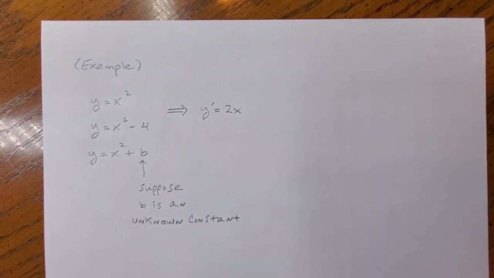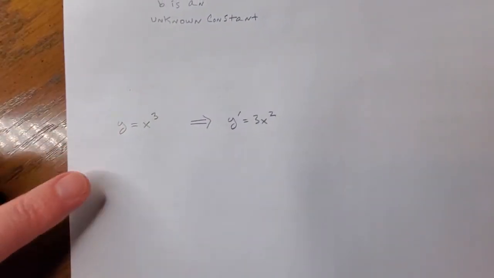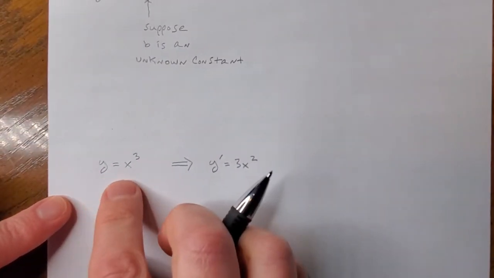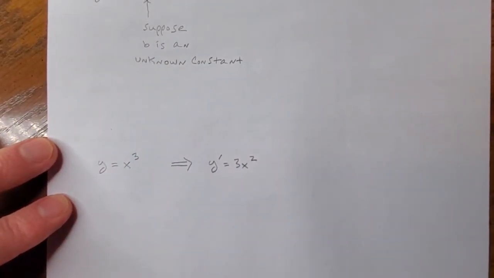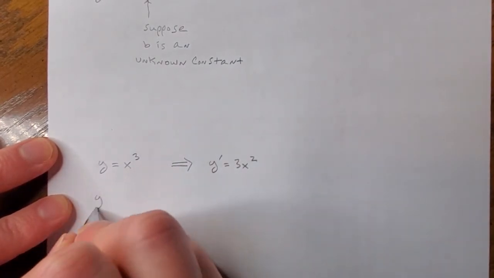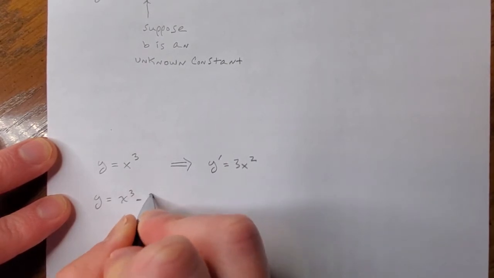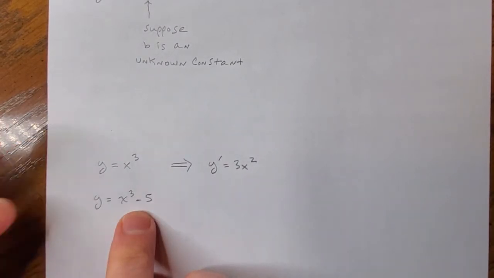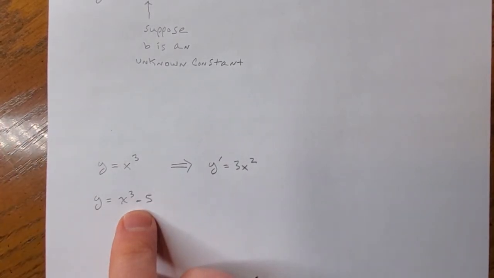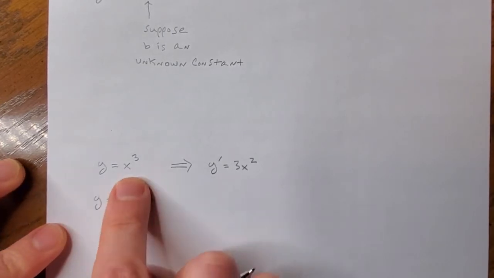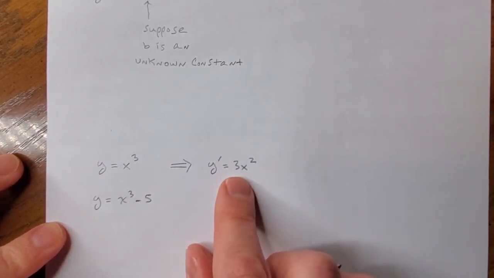Now, that would be true for anything. For x to the third power, y prime happens to be 3x squared. But that would be the truth about it if this was x to the third power minus 5. That's a function I used in one of the other videos. They both have derivative 3x squared.